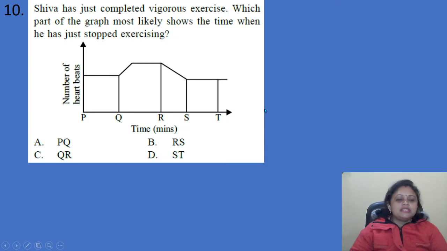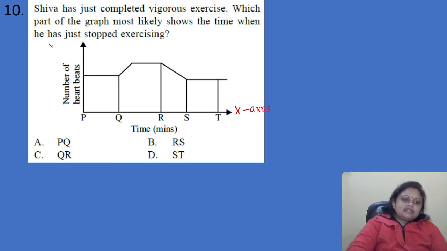Coming to the next question, Shiva has just completed vigorous exercise. Which part of the graph is most likely to show the time when he has just stopped the exercise? Here in the x-axis time is given, and in the y-axis number of heartbeats is given. So just completed vigorous exercise, just stopped exercise.